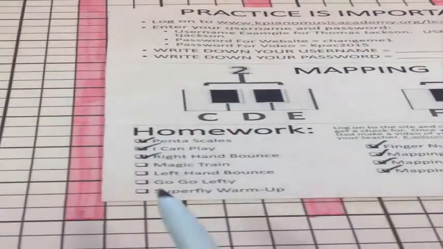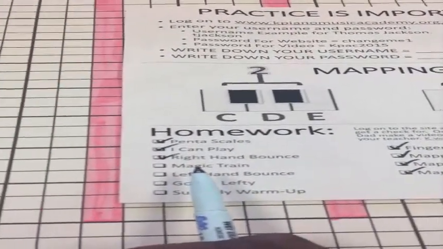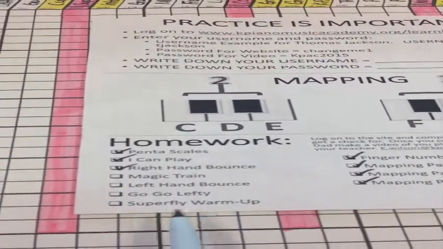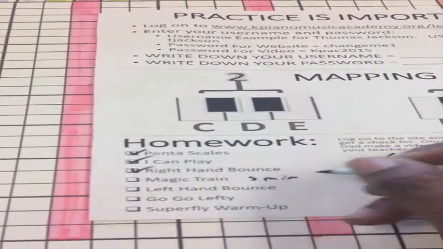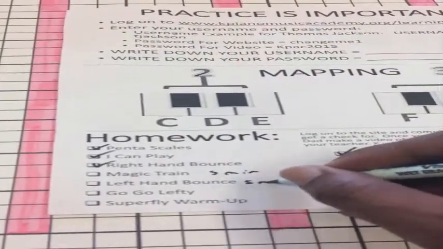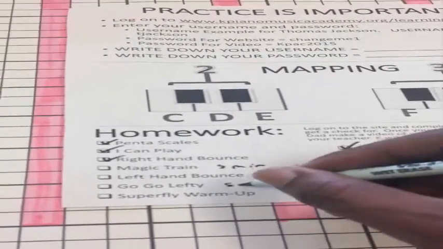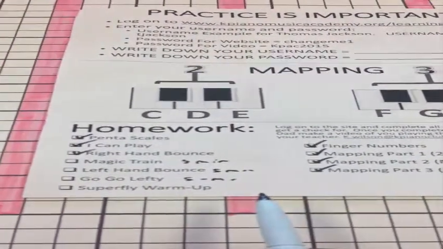Now, for example, this student right here has got everything rocking and rolling. They're going to go right here. They're going to start on the song module for Magic Train, Left Hand Bounce, Go Go Lefty, and Superfly Warm-up. Magic Train's probably going to take you maybe about 5 minutes to practice. Left Hand Bounce the same, about 5 minutes. Go Go Lefty, about 5 minutes. Superfly Warm-up, really focus through there and take your time on it. All right, let's rock and roll.